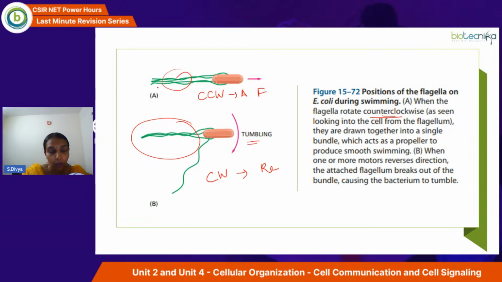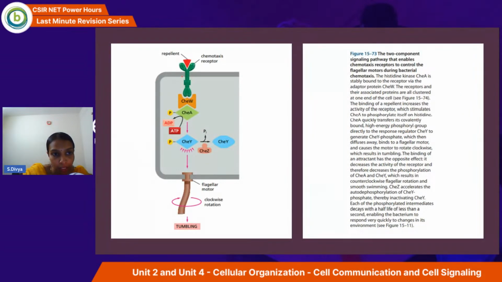Okay. Now what happens when a repellent goes and binds to the receptor is that the receptor is active. This information is passed from CheW to CheA, which undergoes autophosphorylation, transferring the phosphate to CheY. Phosphorylated CheY helps the flagellar motor in clockwise rotation, resulting in tumbling.